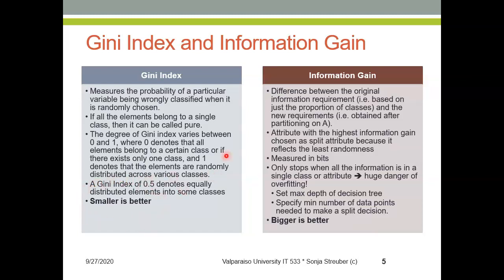Information gain is a little bit different. Information gain calculates the difference between the original information requirement, just based on the proportion of classes, and the extra information that is gained by introducing a new split attribute. That information gain is measured in bits, and because we're talking about information gain, you can already tell that bigger is better.